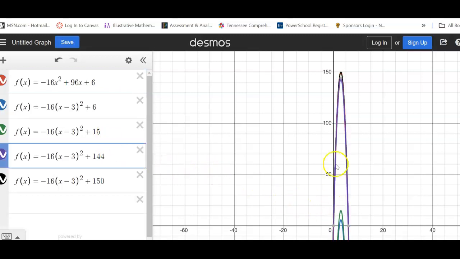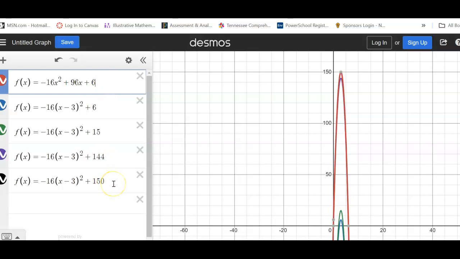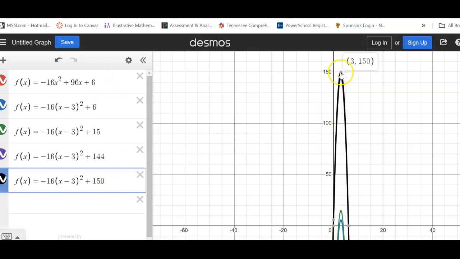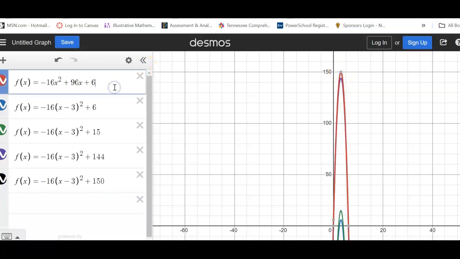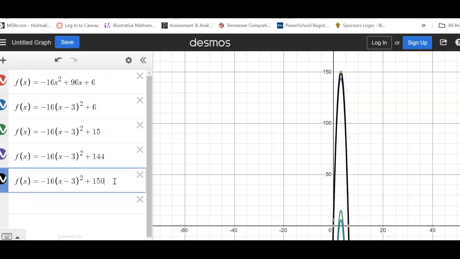Here's the purple one. It goes up a little higher, (3, 144), but it's still not quite where the red one is. The one in black goes up to (3, 150), which is exactly the same as the original in standard form. So you can see that these two equations are the same. If you don't know how to do vertex form, remember you can just type those in and see which one looks like the one in standard form.